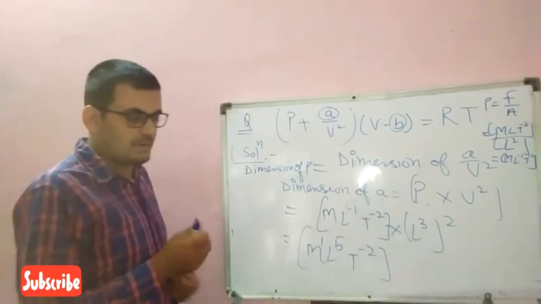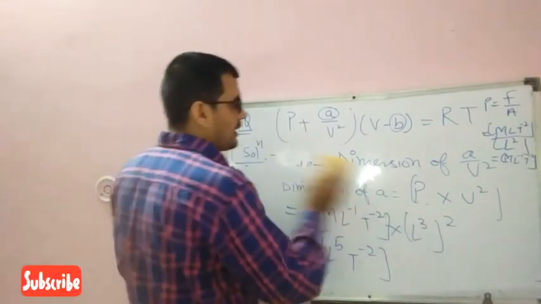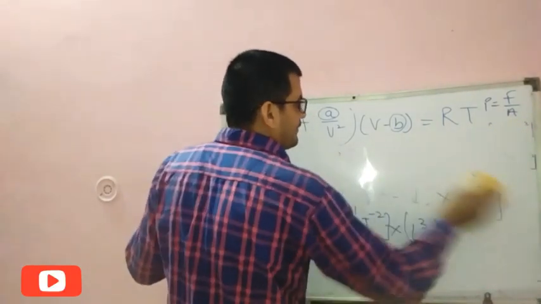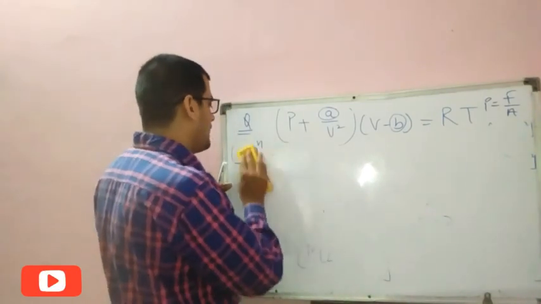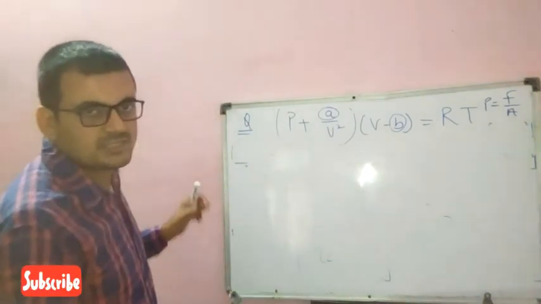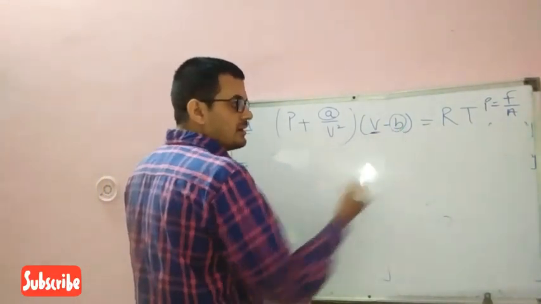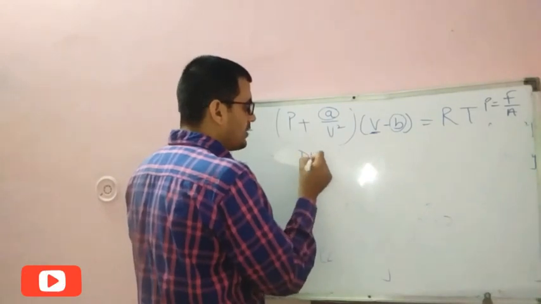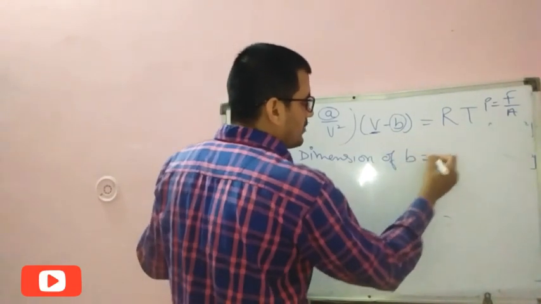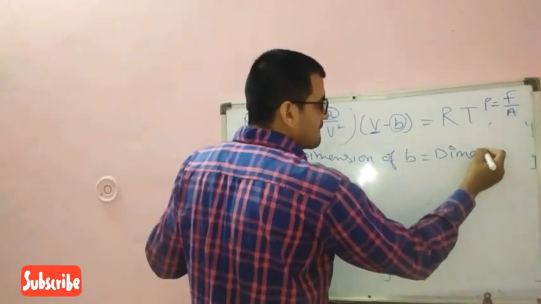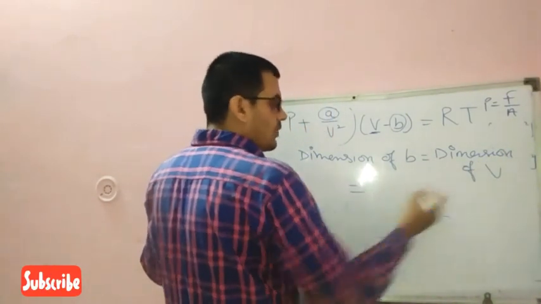Now students, we will calculate the dimension of b. Can you find out what will be the dimension of b, where b is again a constant? Again, as per the principle of homogeneity, the dimension of each term must be the same. It means the dimension of this term must be equal to the dimension of this term. So the dimension of b will be equal to the dimension of V. So the dimension of V means volume.